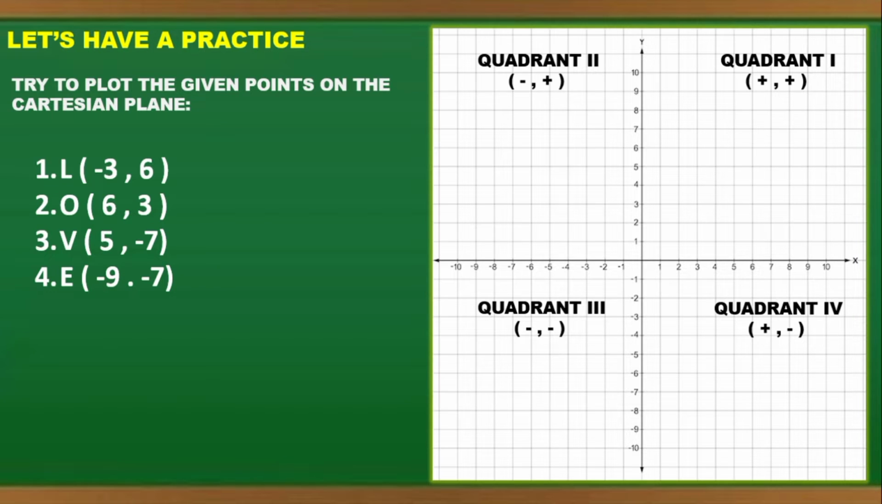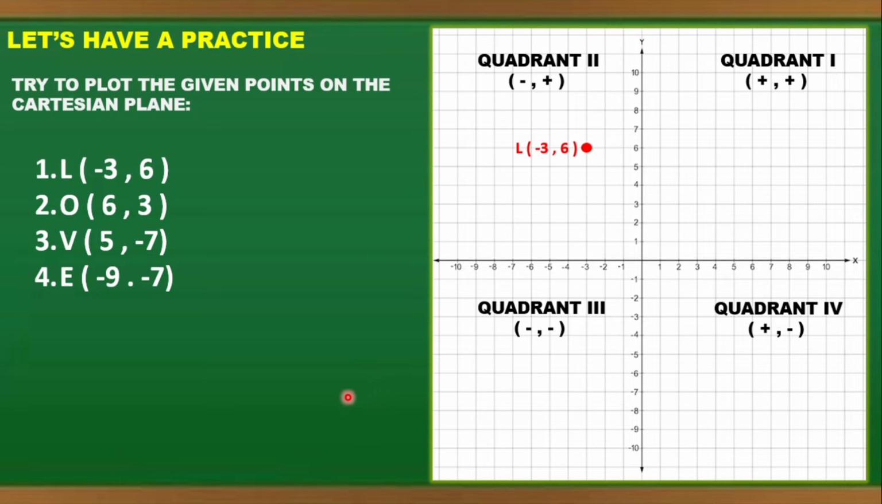So let's try to plot the given points. First, we have L, negative 3 and positive 6. As we all know, quadrant 2 will give us negative and positive, and in the given, we have negative 3 and positive 6. So our answer will be plotted in quadrant 2. Let's find negative 3 on the x-axis: negative 1, negative 2, negative 3. And let's find positive 6 on the y-axis: 1, 2, 3, 4, 5, 6. So our answer will be plotted here.